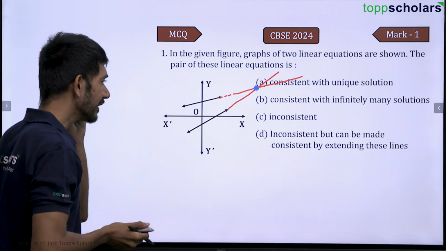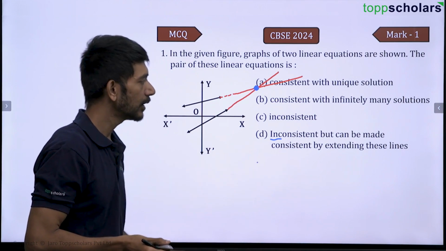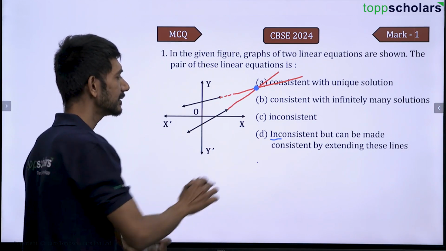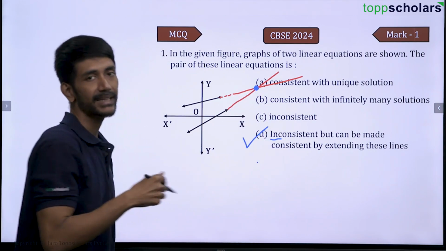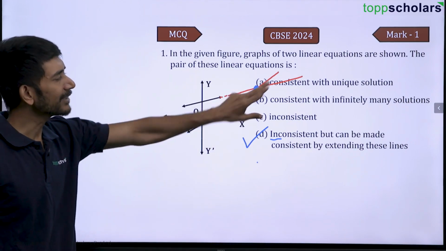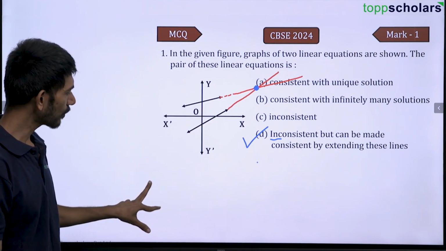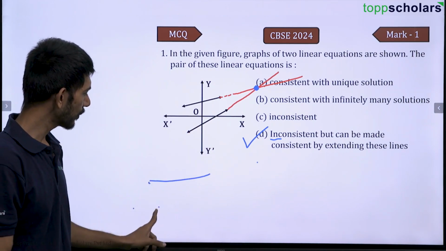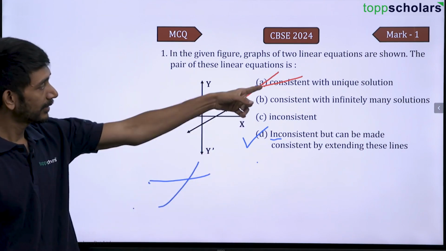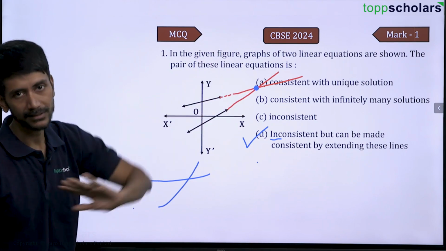So can I say that they look inconsistent but they can be made consistent by extending these lines? So honestly speaking, option A is also correct, because anyways going forward they are going to intersect each other, right? They will become consistent later. As of now they are not consistent.